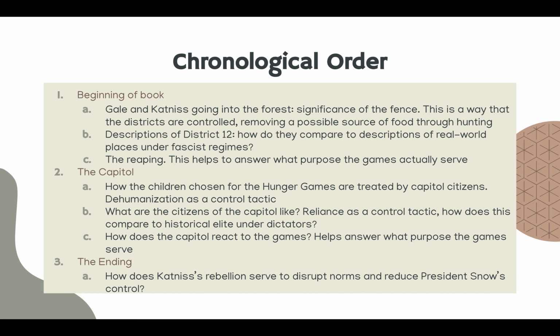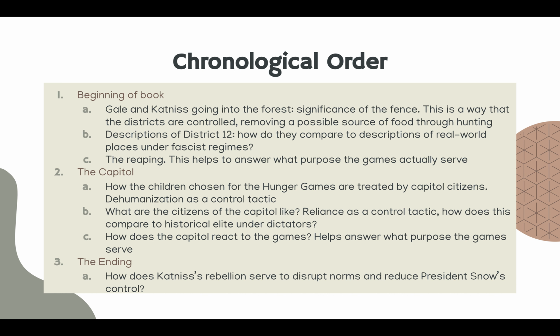Then they may have a paragraph, or A and B may be the same paragraph, about how the author describes District 12. Maybe in this part, they could start bringing in those outside sources, those historical sources, those modern day sources, and talk about what descriptions of real world places look like under fascist regimes. Then maybe the final paragraph in this section would be about the reaping itself, and this could talk about what purpose the actual games serve.